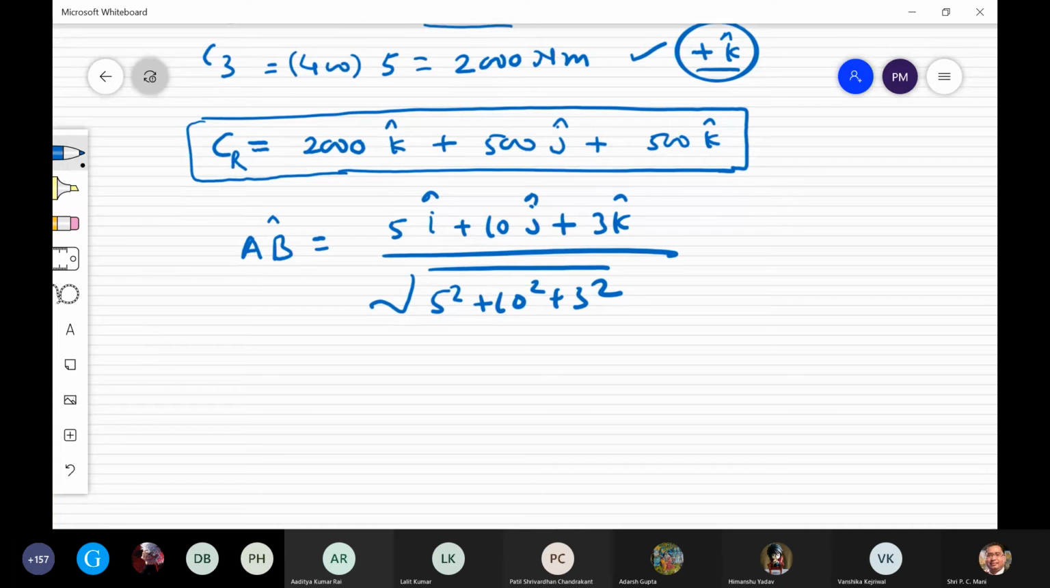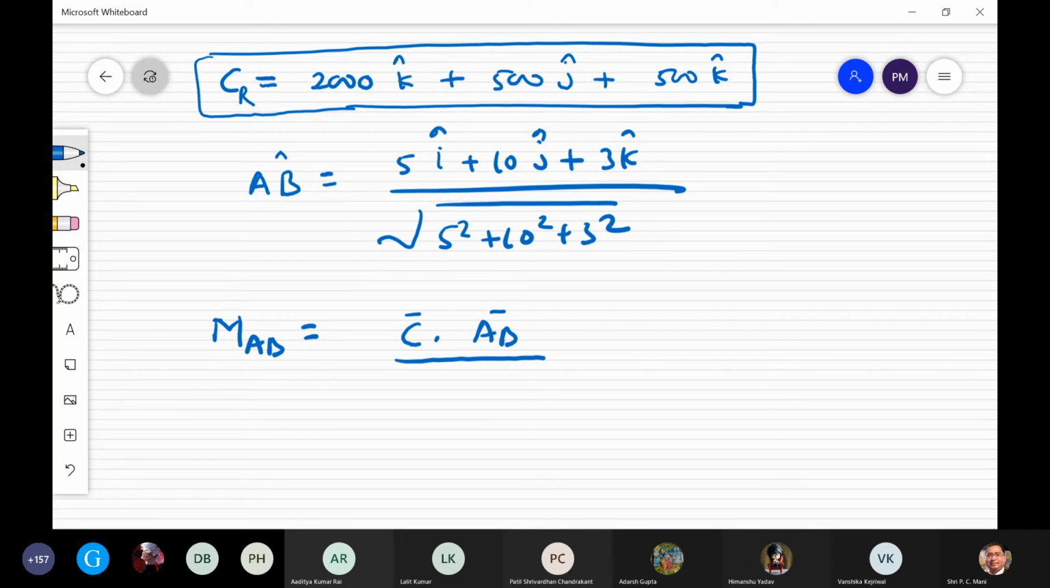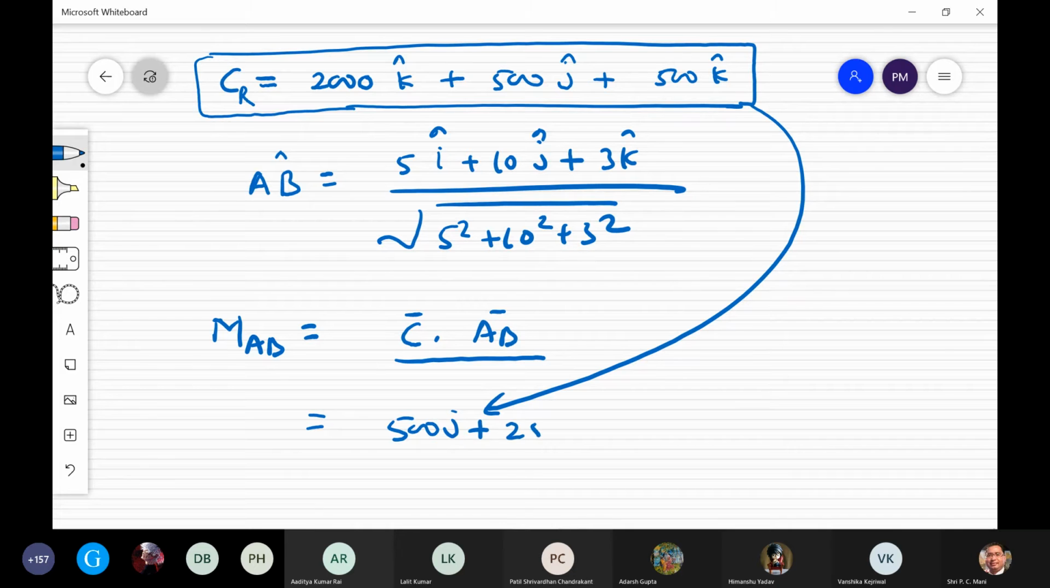Okay. Clear? Now the moment about AB, that is C dot AB. These two vectors you have to use. So the C vector is what? 2000K and 500J and 500K, so that will be 500J plus 2500K. Dot, and that is this one.